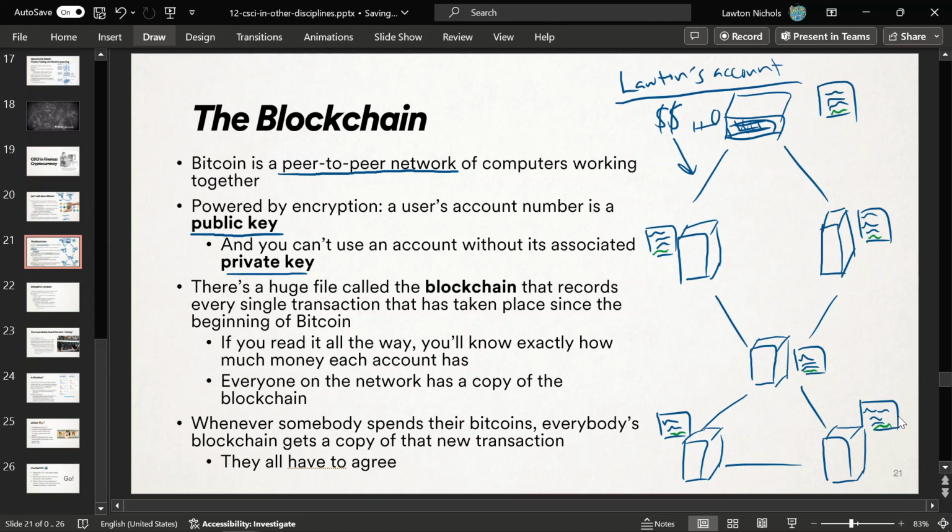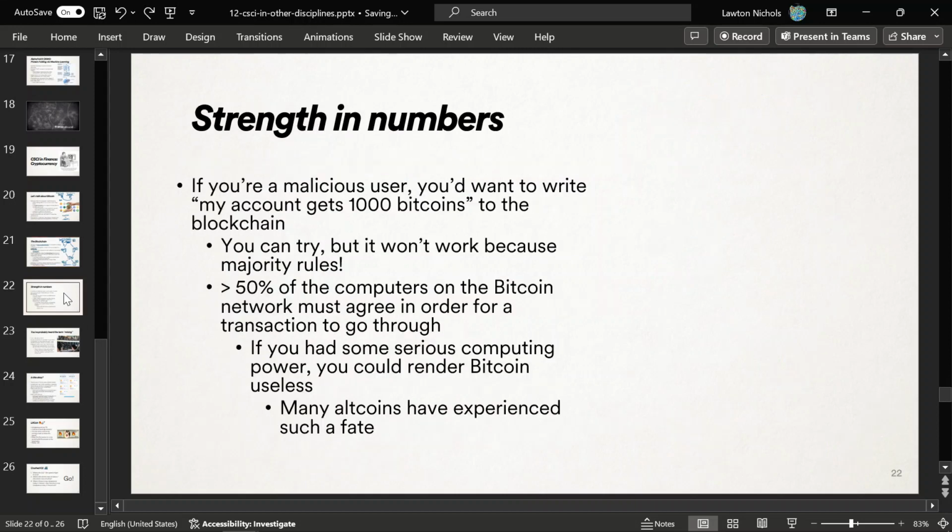We're going to get rid of it from his account and put it in this other person's account. So everybody's agreeing on the contents of this blockchain, and we have strength in numbers. That's why Bitcoin is so popular. You can't really fake money because a bunch of computers that are all connected to this network all have to agree. It's hard to fake that kind of agreement. So that's the blockchain in general.